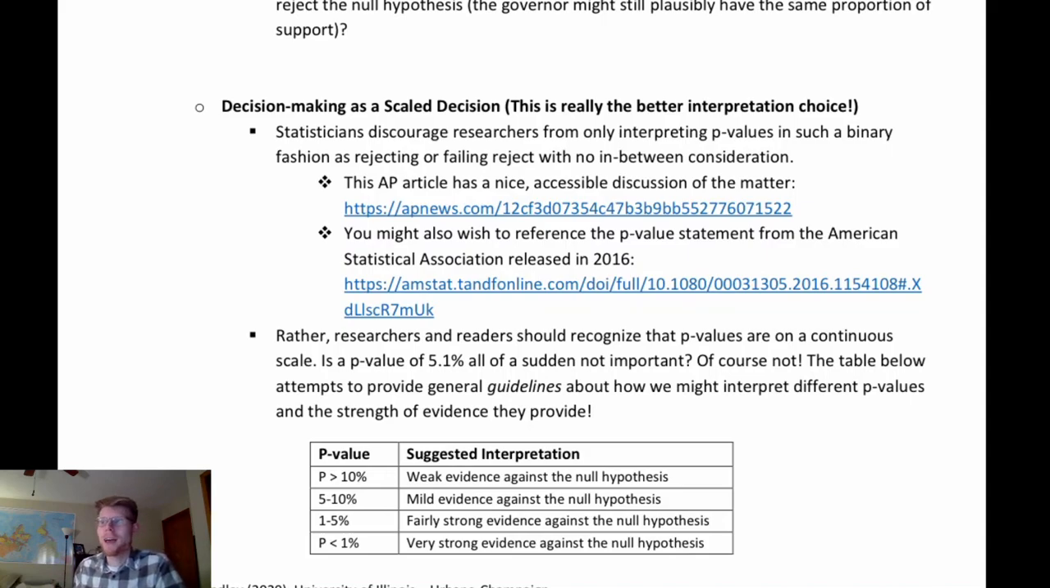So keep these in mind. We're going to be using them in questions like on the homework, just how do we kind of make sense of this context and give a more nuanced interpretation of our hypothesis test result.